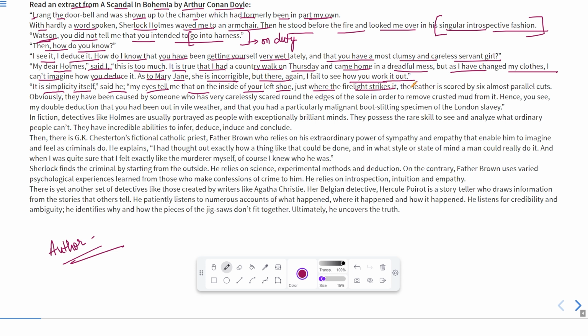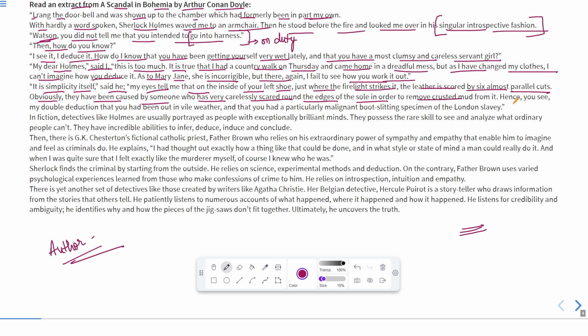Okay, the fire was there, and the light of that fire was striking at the leather shoe, or the corner of it. The leather is scored by six almost parallel cuts. It means the shoe which he was wearing has some cuts over it. Obviously, they have been caused by someone who has very carelessly scraped around the edges of the sole in order to remove crusted mud from it.